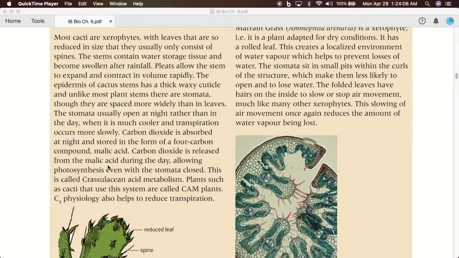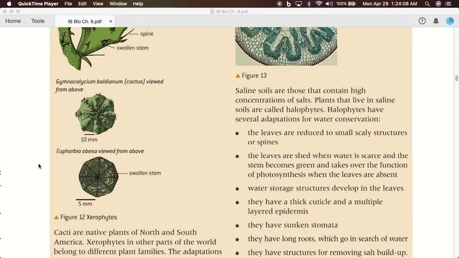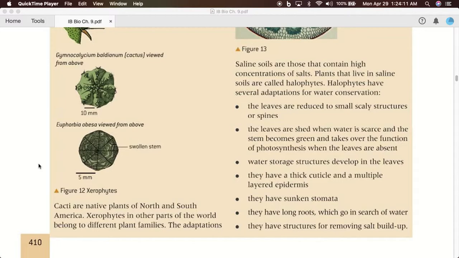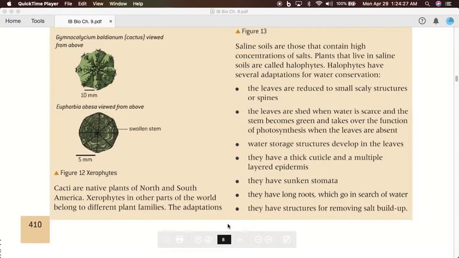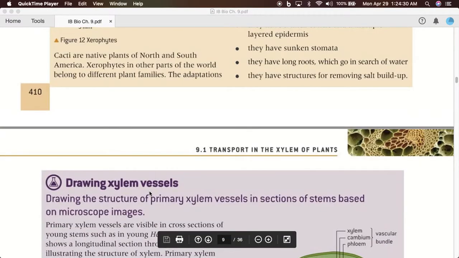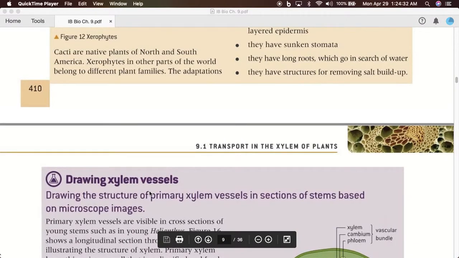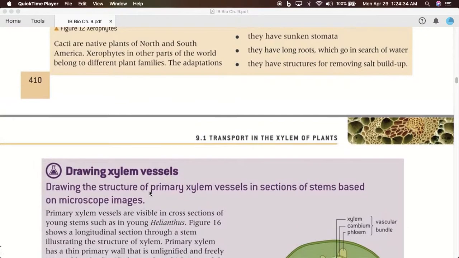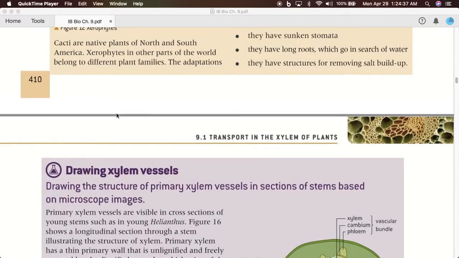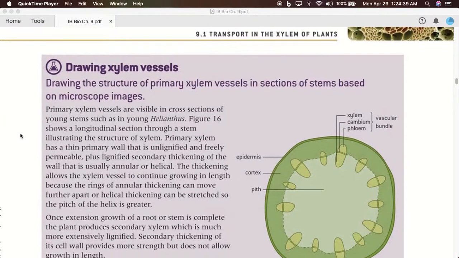So this is a good page to read, page 410 in your textbook. And then there's a little list here about plants that live in really salty environments, called halophytes, and what kind of adaptations they have to try to save water in the environment that they exist in. So of chapter 9.1, I would say page 410 is probably the most important for the purposes of the IB exam, but I do not think that this information is super important for this week's quiz.